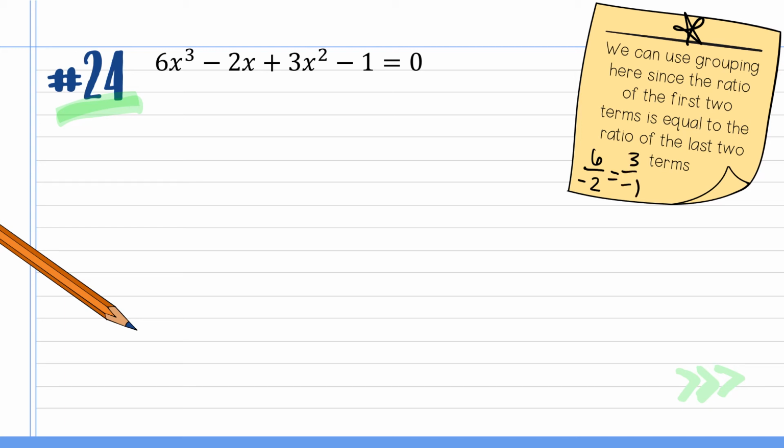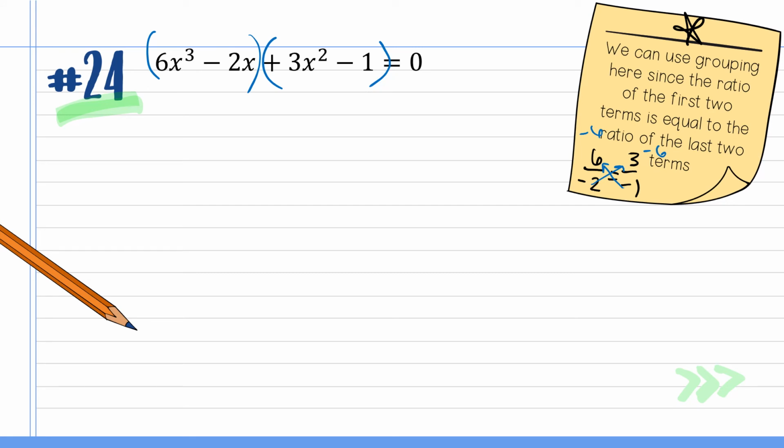And a really fast way to check that is to cross multiply. You get negative 6 on both sides. So you know that those ratios are equal, so we can go ahead and use grouping, just like we had been after the AC method in a couple of the last problems. So we're going to go ahead and group our first 2 terms and our second 2 terms together.